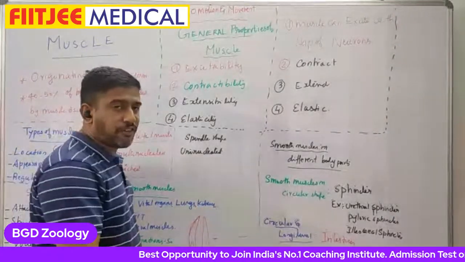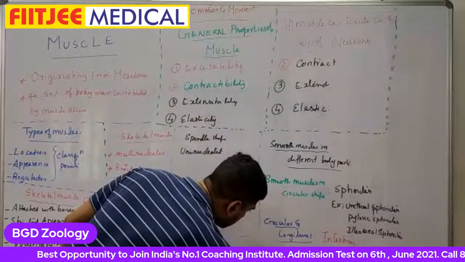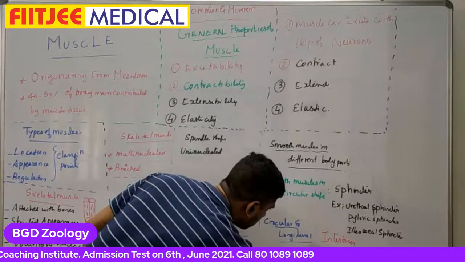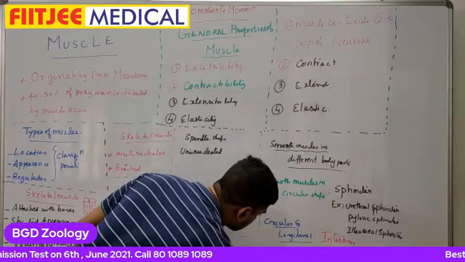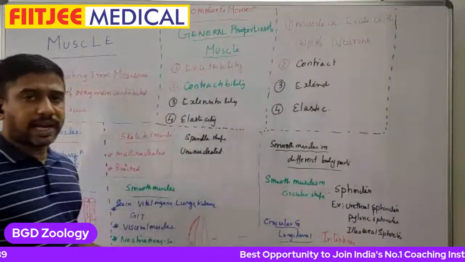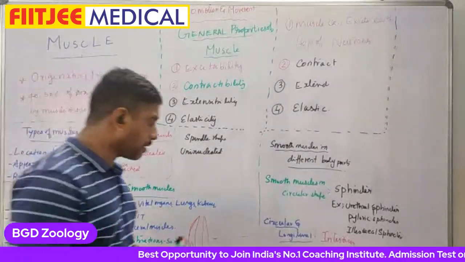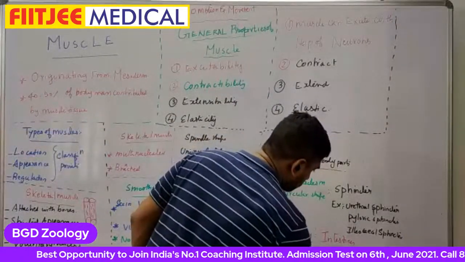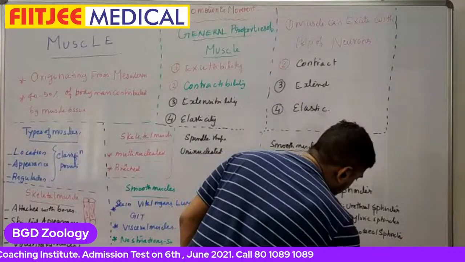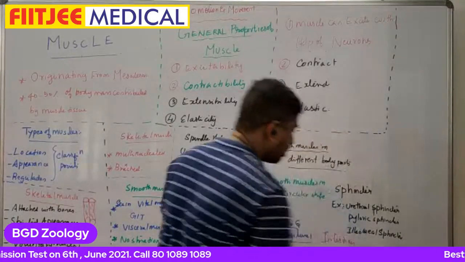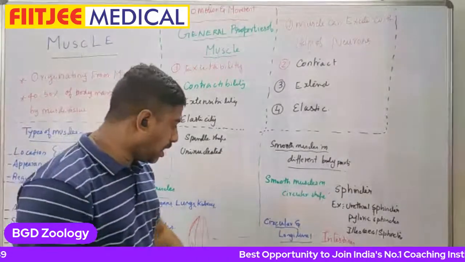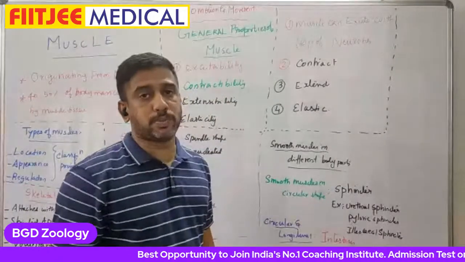Now, in some regions of our body, you can see the circular, longitudinal, and oblique smooth muscles. That is the two areas. It's very important. One is the urinary bladder. Another one is the uterus in the female. Clear? So these are the two regions. You can observe the circular, longitudinal, and oblique smooth muscles.